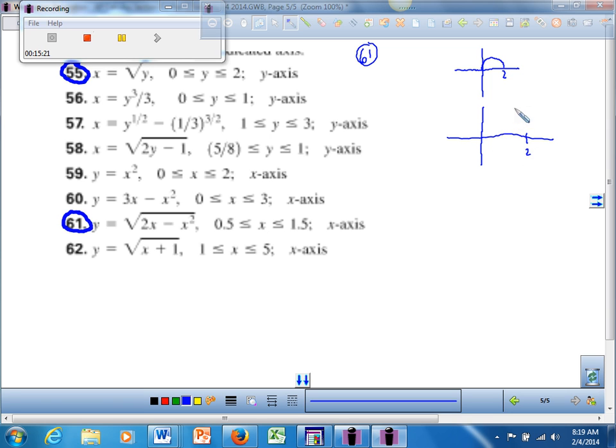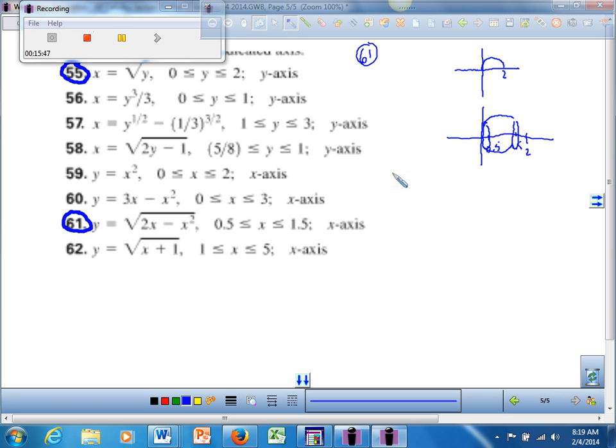Right, is that what it looks like? Okay. And we're interested between 0.5 and 1.5. So we end up with a solid that looks something like that. Oh, I have to draw it right now. Something like that, right? When we rotate that?